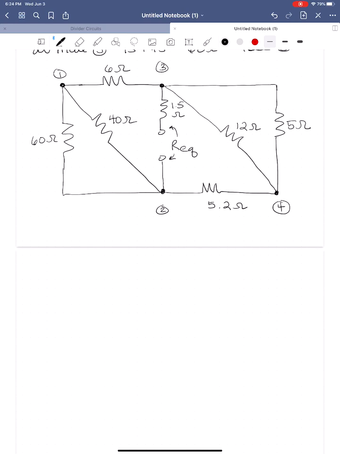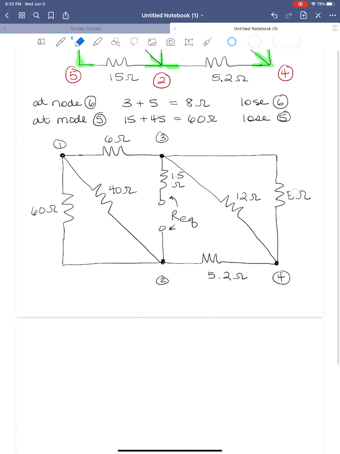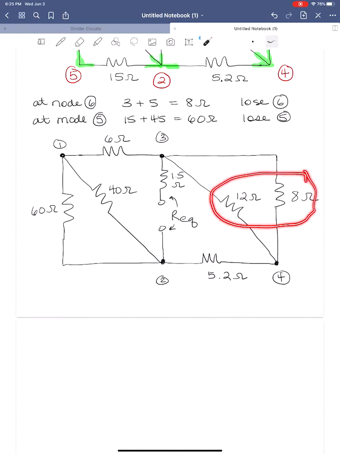So now, if we look between node 1 and node 2, we have the 40 and the 60 in parallel. And between node 3 and node 4, we've got 12 in parallel with 5. And I'm sorry, that should be 8, shouldn't it? This should be 8. My apologies. There we go. So between node 3 and node 4, we have the 8 and the 12 ohm resistor in parallel. So let's go with that next.